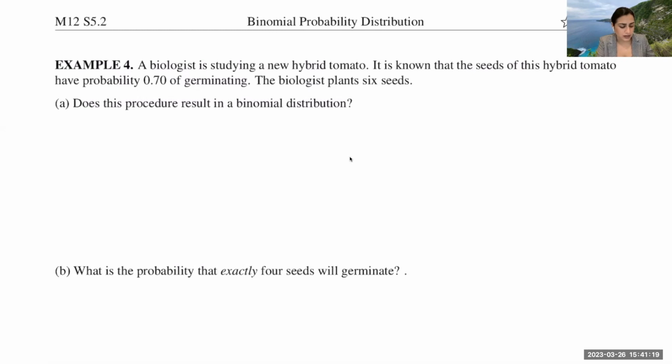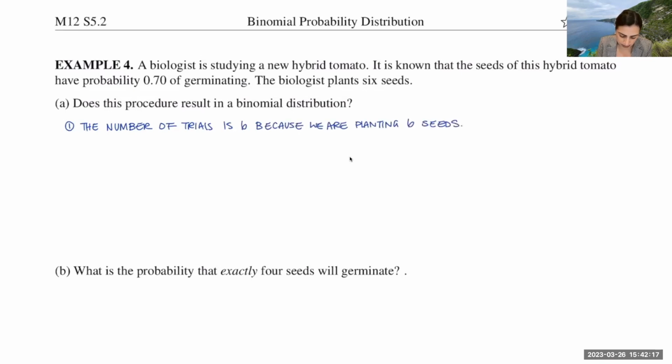All right, well, let's figure out if it satisfies the 4 conditions, right? So let's go ahead and write them down. Condition 1, is there a fixed number of trials? In this case, the trial would be planting seeds. It looks like the biologist plants 6 seeds, so there is a stopping point of planting seeds. It's a fixed number of trials here. So the number of trials is 6 because we are planting 6 seeds.